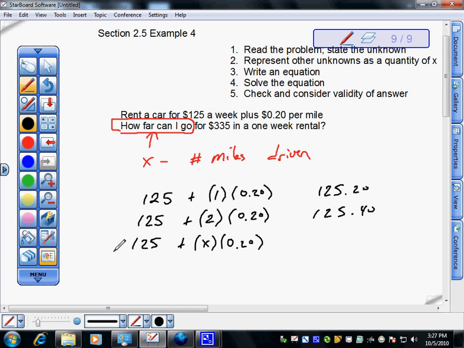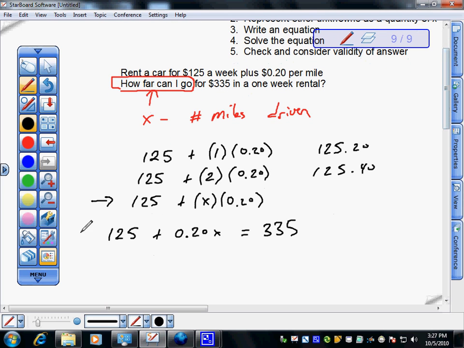So what I have dialed in off of this setup is 125 plus 0.20x. I'll use the commutative property to rewrite that order. I'd want that expression to evaluate to $335, so I could establish how many miles I could drive. Well, here we are. I now have an equation. I can solve it.